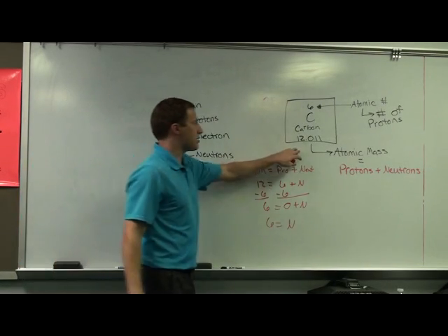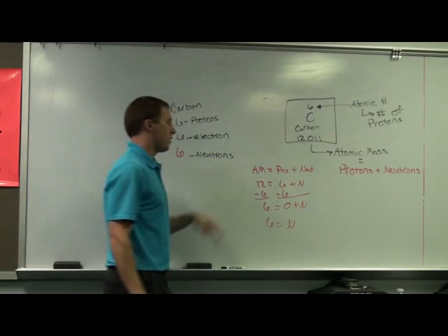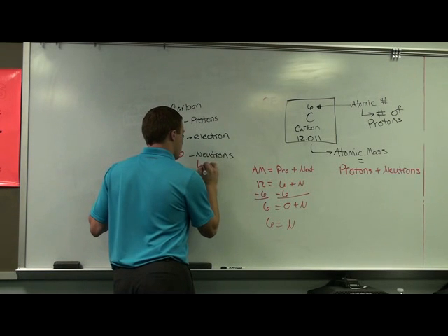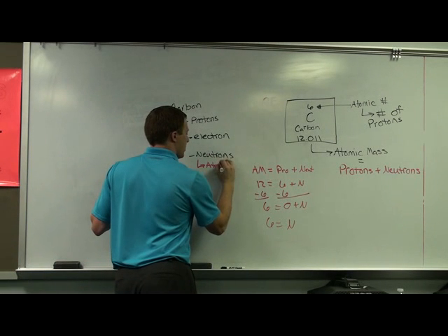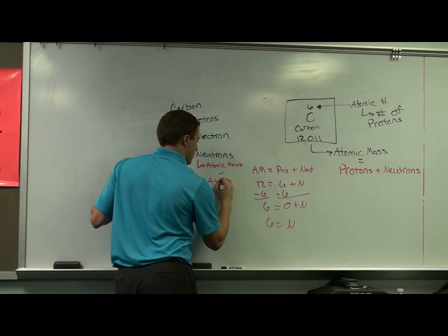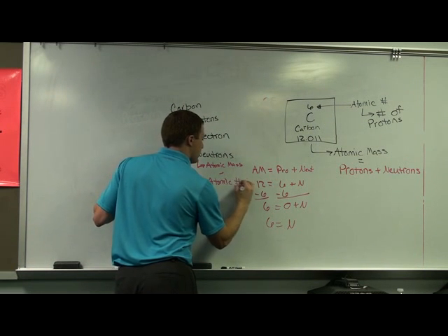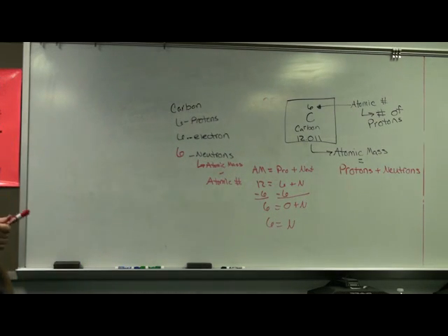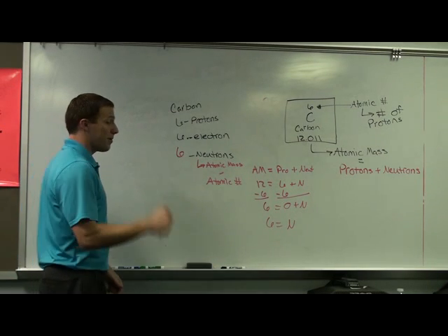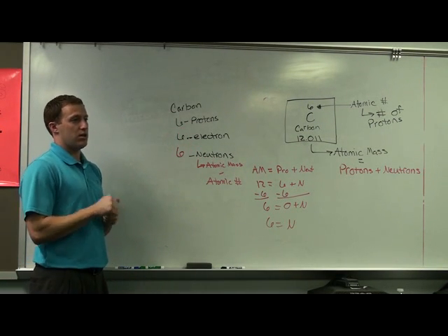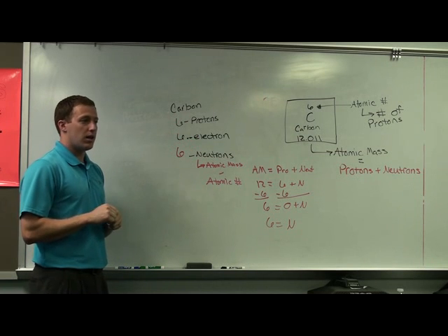Do you see how we figured that out? Our atomic mass minus our atomic number equals our number of neutrons. So neutrons equal atomic mass minus atomic number. Can you ever change the number of protons? No. In a normal atom, the number of protons must equal the number of electrons, okay?